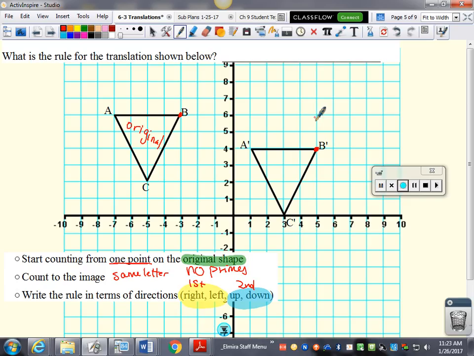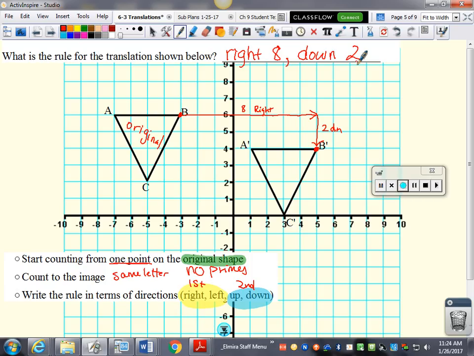Okay, so I'm going right or left first. Well, if I want to get to B prime, I'm going to have to go to the right, so I'm going 1, 2, 3, 4, 5, 6, 7, 8 squares to the right. So my rule would start right 8 and then put a comma and then 1, 2 squares down. Okay, so that is the rule that made that translation.